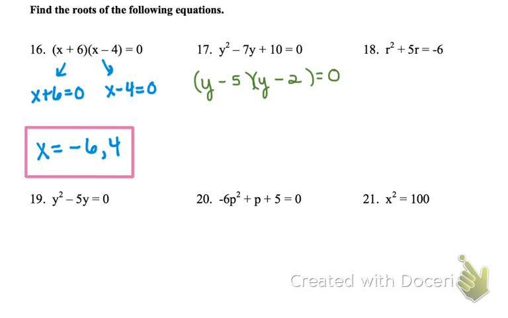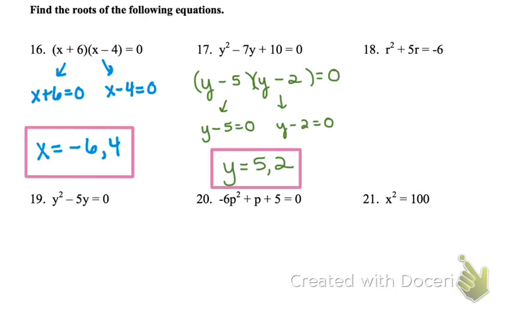Now, in the beginning of this test review, you would have been done here, but because we're solving an equation, we have an equal sign. We need to set each of those parentheses equal to 0 and then solve. Add 5 to both sides, add 2 to both sides, 5 and 2.